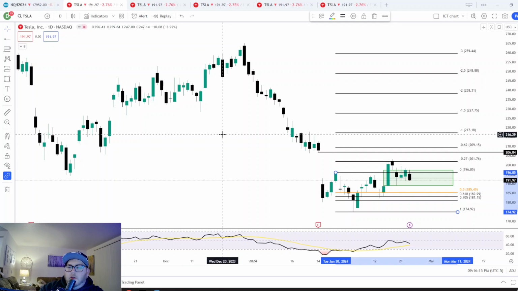It's Rustic here, and we're going to be taking a look at some of the different time frames on Tesla's chart. We're going to be looking at where price came from, where price ended on Friday, and where price is likely to head into the rest of the week.